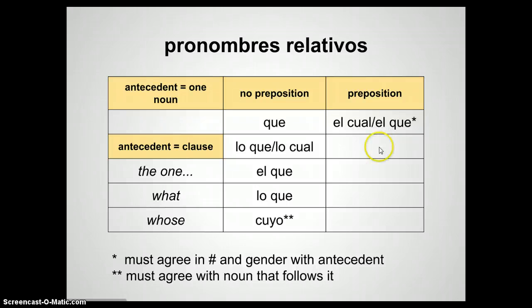Now, if your antecedent is a clause, then you have more choices. Lo que, lo cual. That's usually when we're referring to an idea. If you want to say the one, el que or la que. What, lo que. And whose, cuyo. And again, this has to match in number and gender, oh, not with the antecedent, with what follows it.